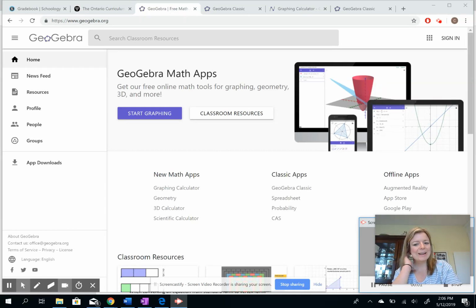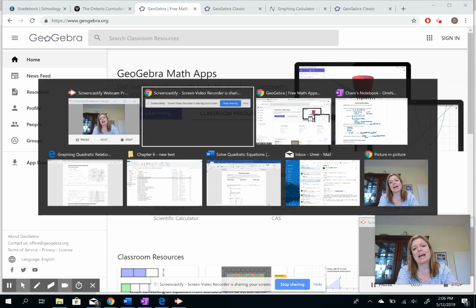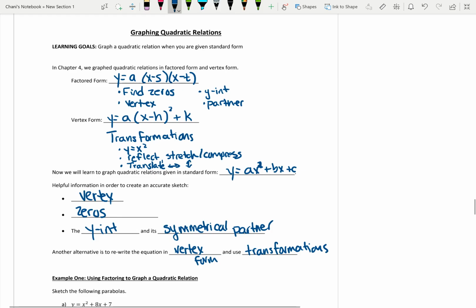Hi everybody, today we are continuing our work with the standard form of a quadratic relation and now discussing how we are going to graph from that form. So we have learned in previous chapters how to graph from factored form and vertex form.